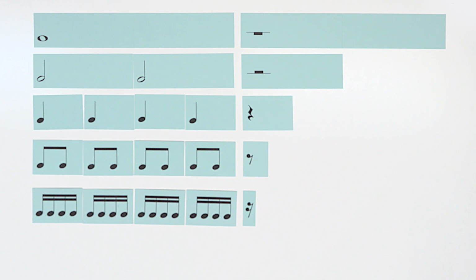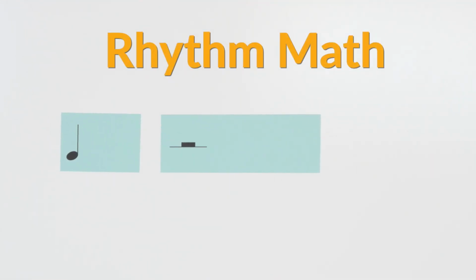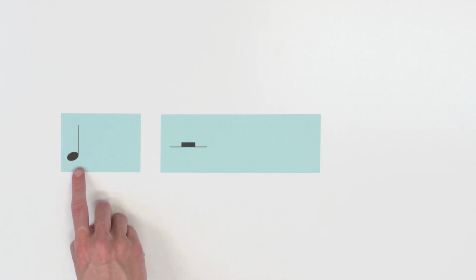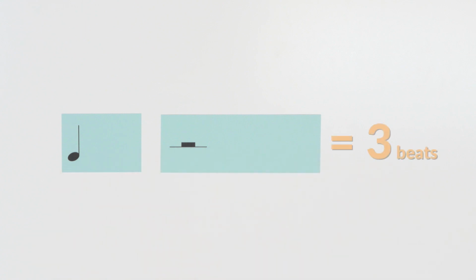Great, now let's try some rhythm math. For this rhythm math game, I'll put some rhythms up here, and you have to figure out how many beats together they are worth. So I'll help you with this first one. The quarter note is worth how many beats? If you said 1, you're correct. What about the half rest? It's worth 2 beats. So add up all the beats, 1 plus 2. The correct answer would be 3 beats.